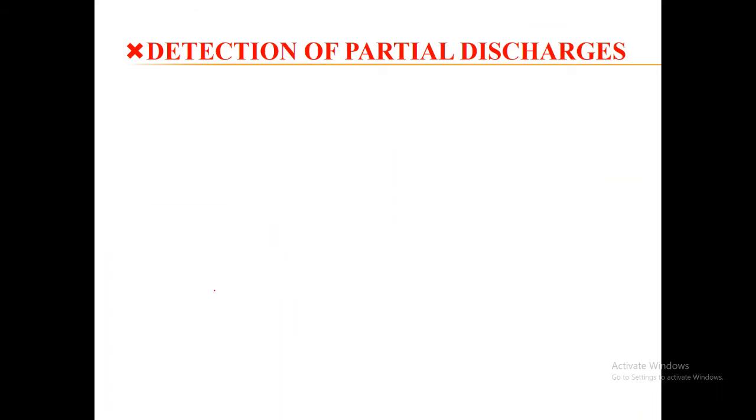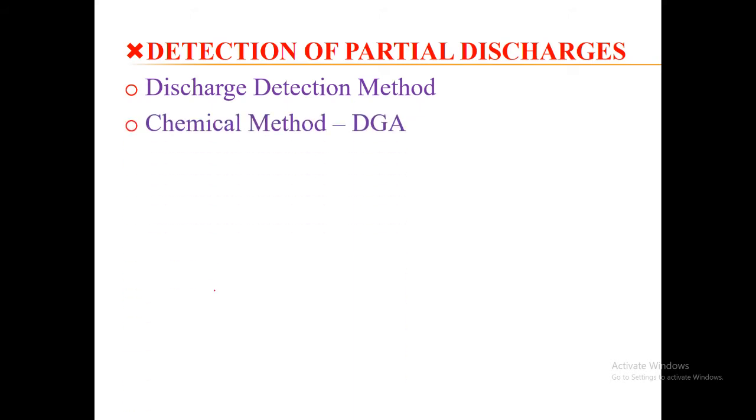So to detect partial discharges, one can use discharge detection methods, like chemical methods such as dissolved gas analysis, and acoustic emission methods, which are preferably used to locate the discharges.